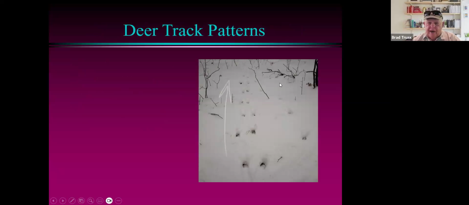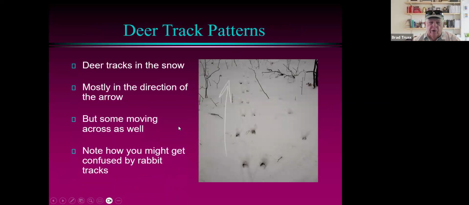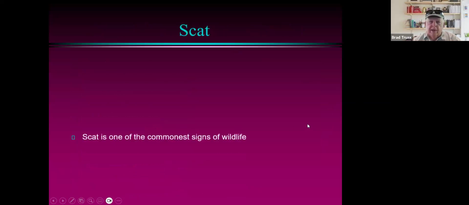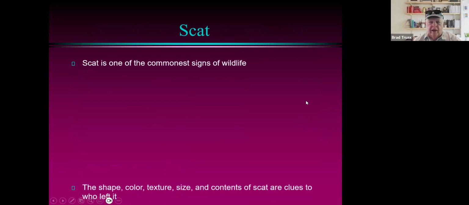This is showing deer track patterns. And here you see the deer tracks moving in this direction. You see another set of deer tracks moving in this direction. So there are deer tracks in the snow, mostly in the direction of the arrow, but some moving across as well. And note how you might get confused between these and rabbit tracks. Okay, some of these almost look like rabbit tracks. Scat is the next most common sign that we'll see of wildlife.